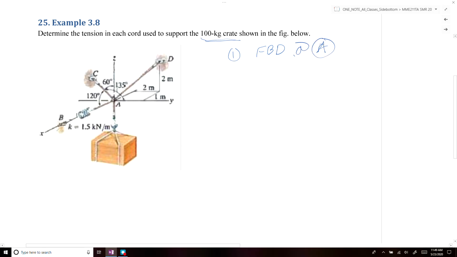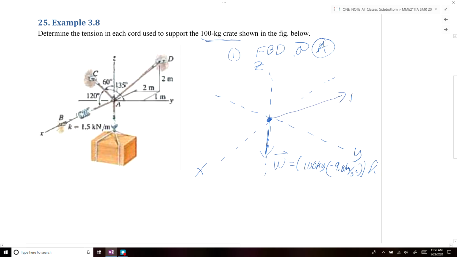So when we draw our free body diagram, we first draw our point, which we'll draw in the center, and then we're going to draw our three axes. So we have our x-axis, our y-axis, and our z-axis. All right. Once we have our three axes defined, we can then define all the forces that are applied at this point. So we have our weight, which is just going to be equal to 100 kilograms times minus 9.81 meters per second squared times k. We'll have a force from point A to point D, which we'll label as force D.